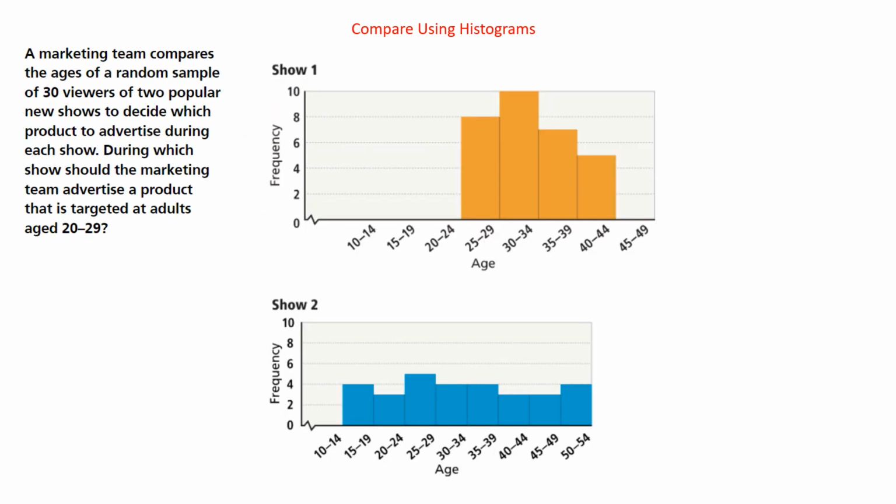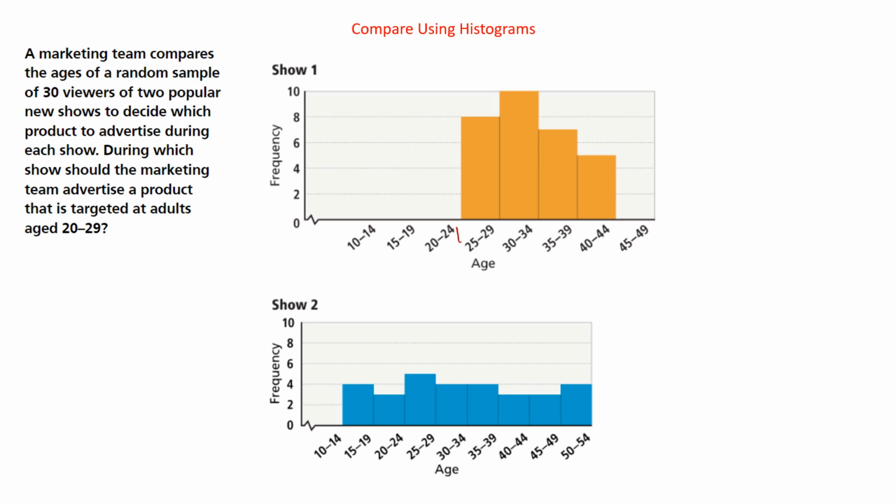Now, what if we were going to use histograms? A marketing team compares the ages of a random sample of 30 viewers of 2 popular new shows to decide which product to advertise during each show. During which show should the marketing team advertise a product that is targeted at adults ages 20 to 29? So first of all, notice that our scales are about the same.